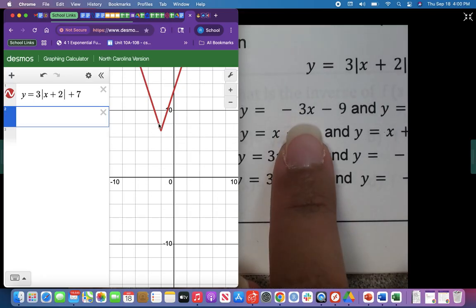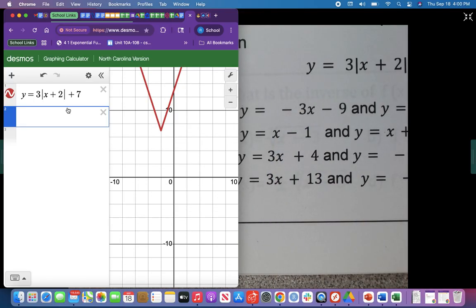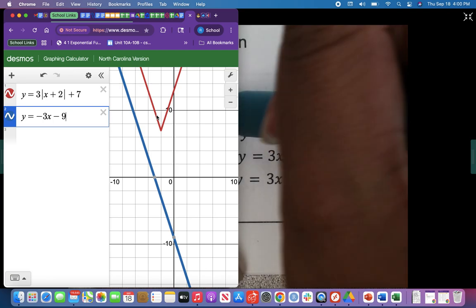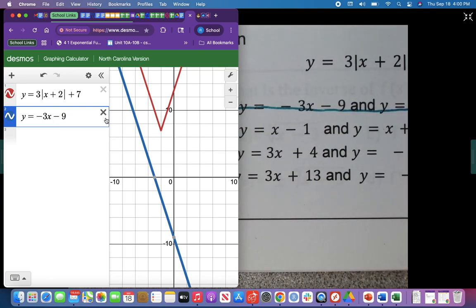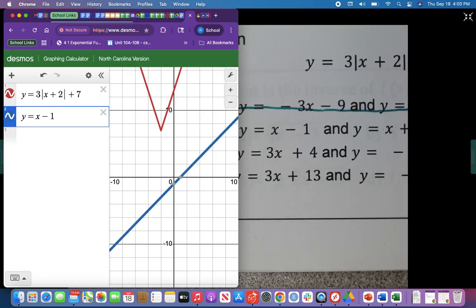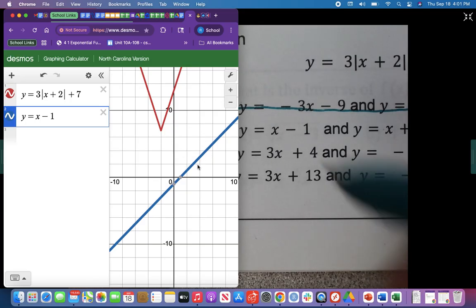So I'm going to type in my first answer choice. So y equals -3x minus 9. So we get this line. This line is not on top of this part of our graph, so that means that is not our solution. So answer is not A. For B, x minus 1. Not even close. It doesn't even have the same slope. At least the other one had the correct slope, just wrong y-intercept. So not even close, so that's not our answer.